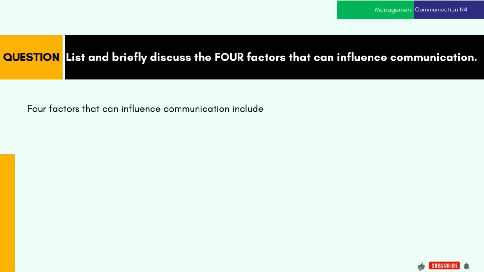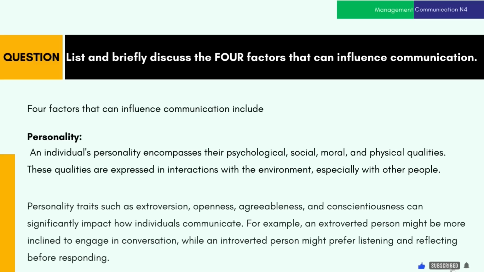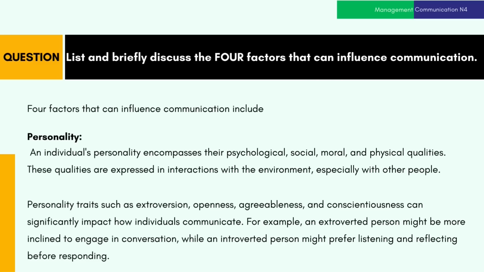Question. List and briefly discuss the 4 factors that can influence communication. 4 factors that can influence communication include: 1. Personality. An individual's personality encompasses their psychological, social, moral, and physical qualities. These qualities are expressed in interactions with the environment, especially with other people. Personality traits such as extroversion, openness, agreeableness, and conscientiousness can significantly impact how individuals communicate.